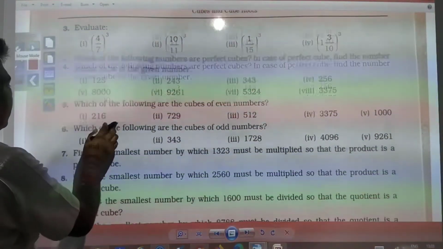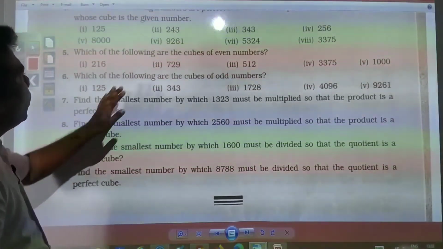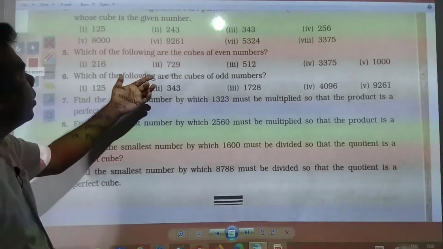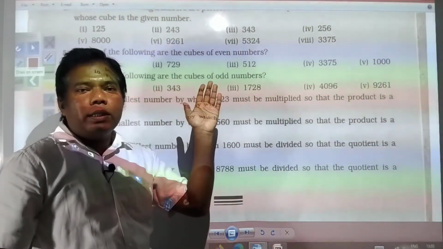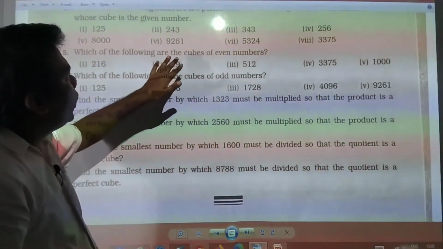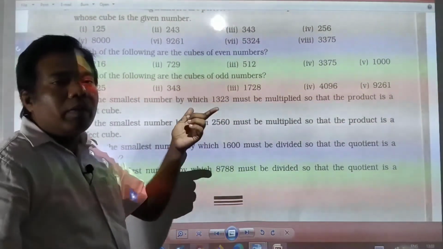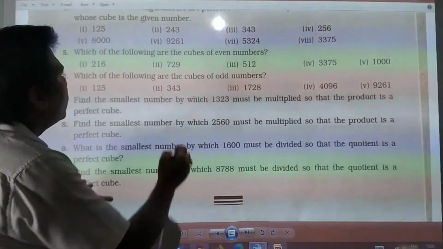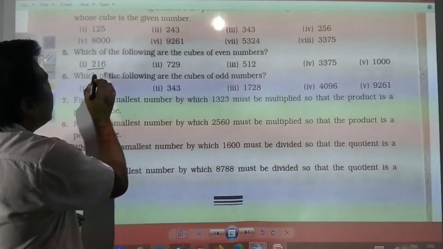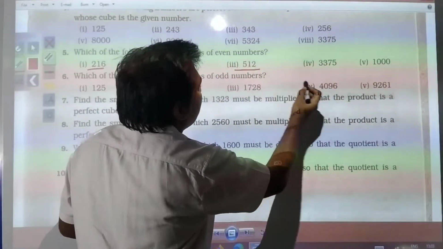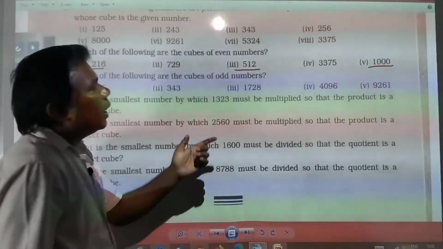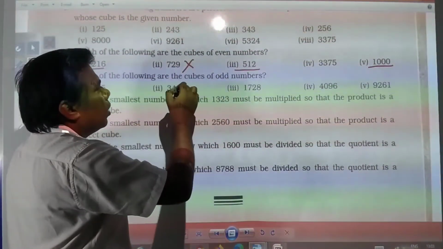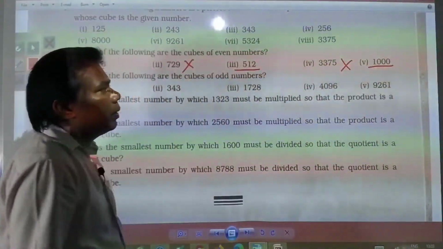Next you see, which of the following are cubes of even numbers? In the properties of cubes of numbers you have seen, the cube of an even number will always be even and the cube of an odd number will always be odd. So here you see, this is an even number, this is an even number, and this is an even number. So they are perfect cubes of even numbers. This is not a perfect cube of an even number.